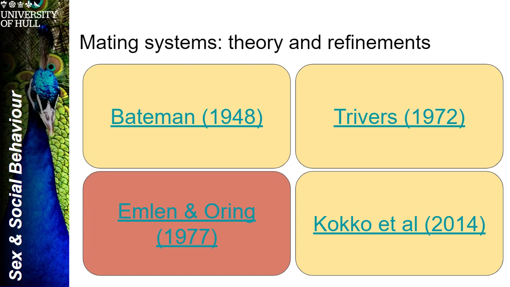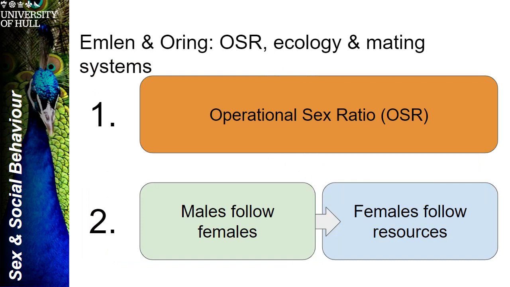This is a beautiful paper, and I highly recommend going to read it. Again, it's one of those see-the-matrix papers where you're like, oh my goodness, that's how this all works. It's in Science. And they have two principles. Firstly, they talk about the operational sex ratio. We'll talk about that in the next slide.